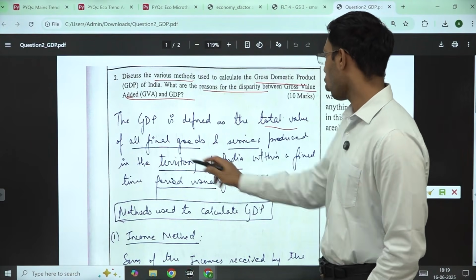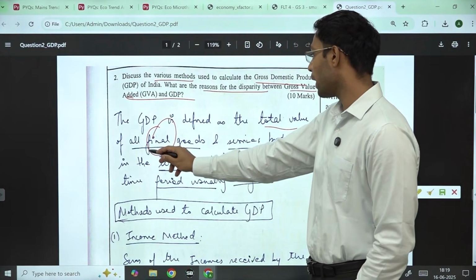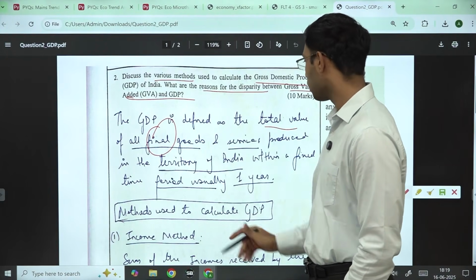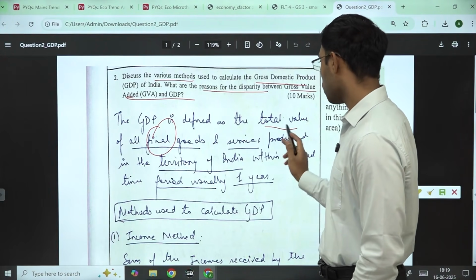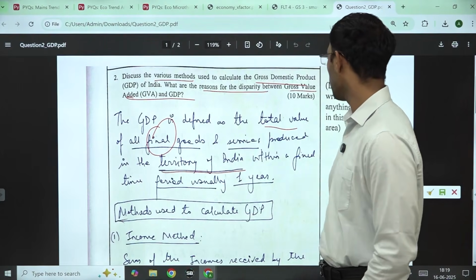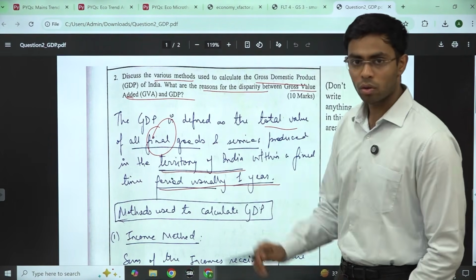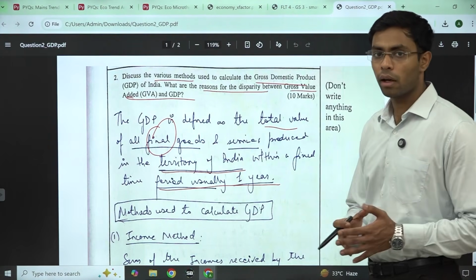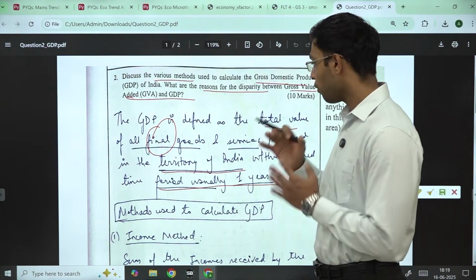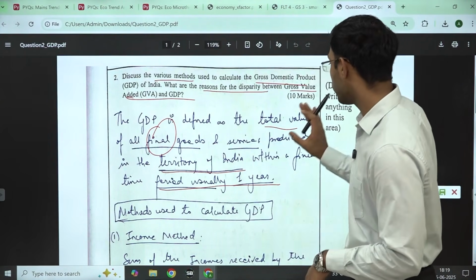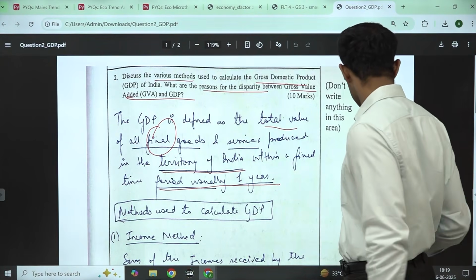So total value, all final, I've underlined this point because it's very important. This is a technical term. Goods and services produced in the territory of India within a fixed time period, usually 1 year. So three things have to be captured: a fixed time period, geographical territory area, and final goods and products, right? So I've sort of shown him that I know what GDP is.